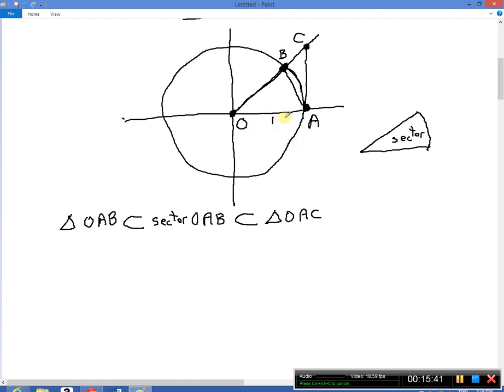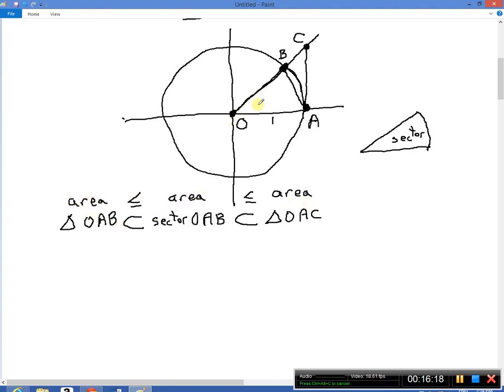Now, these are geometric figures, each of which has an area. Therefore, the area of this triangle has to be less than or equal to the area of this sector, which has to be less than or equal to the area of this big triangle. Okay? So the area of this triangle has to be less than, because it's contained in the sector, and the sector in turn is contained in the big triangle, so its area is less than or equal to. Okay, so what I need to do is calculate those areas.